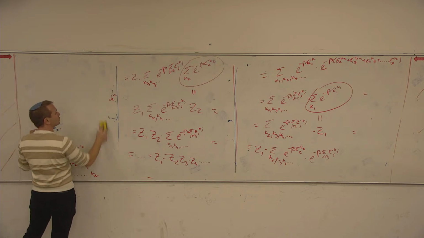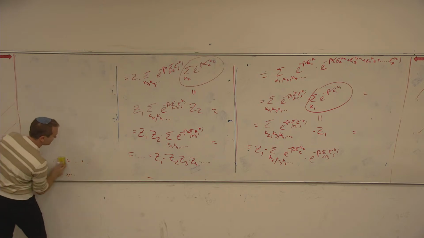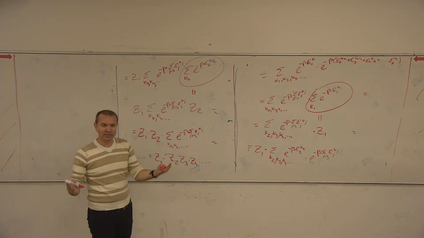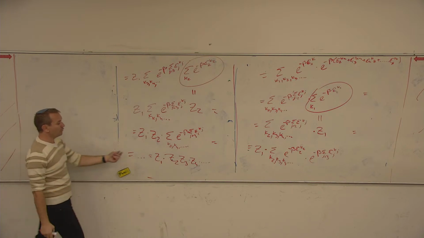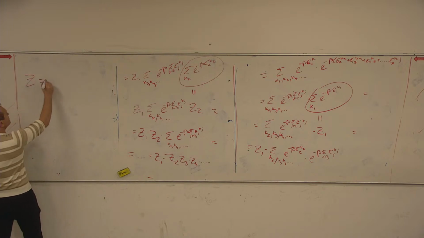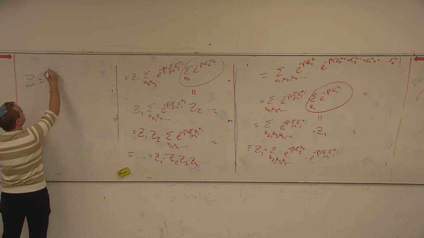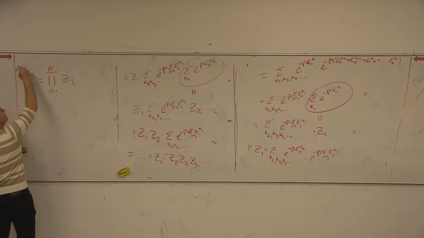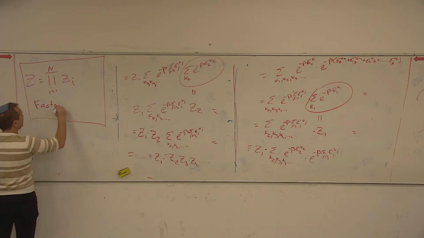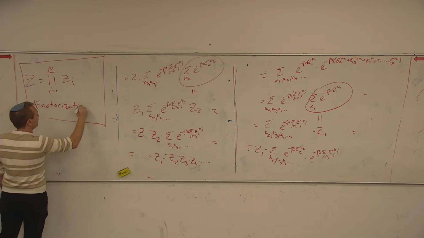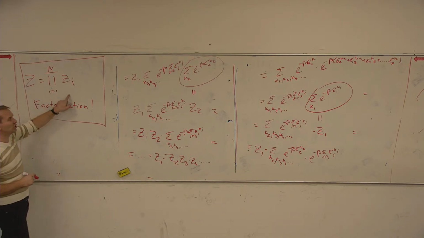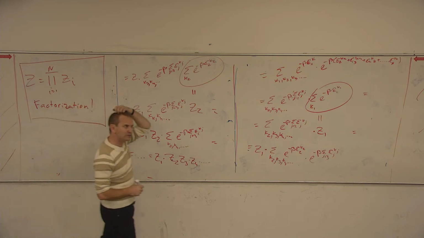So factorization means that I can represent the partition function of the whole system, for the case when the particles are not interacting, as a multiplication of the partition functions of single particles. Z equals product from 1 to n of zi. This is what we call factorization. A multiplicative description of the partition function in terms of partition functions of single particles.